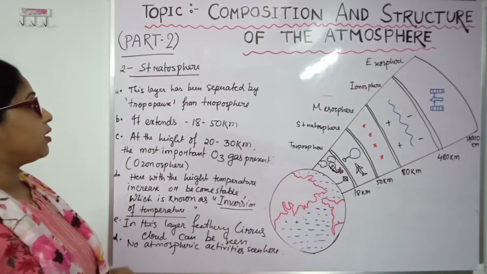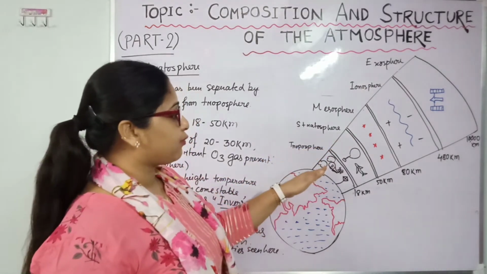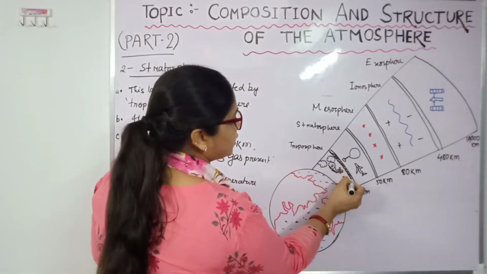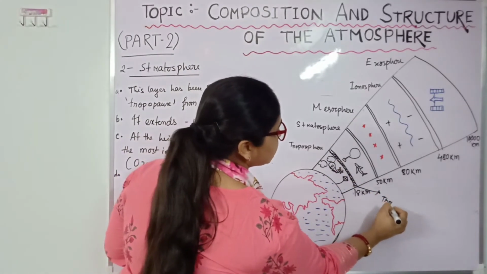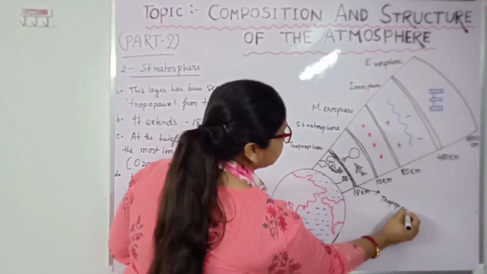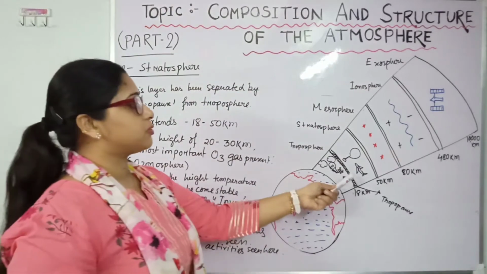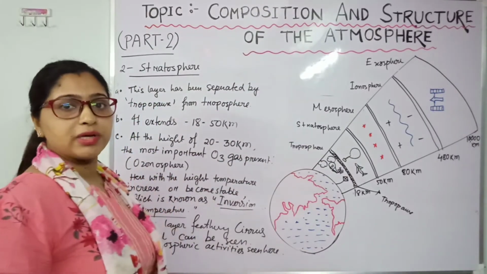Now this layer is separated from the troposphere layer by a boundary, which is known as the tropopause. It means the troposphere is pausing here, then the stratosphere starts.